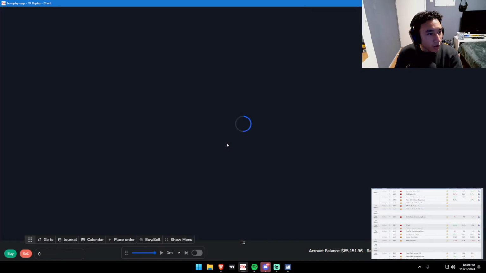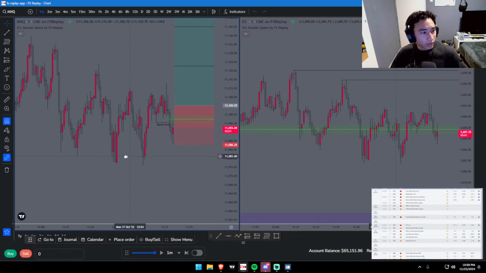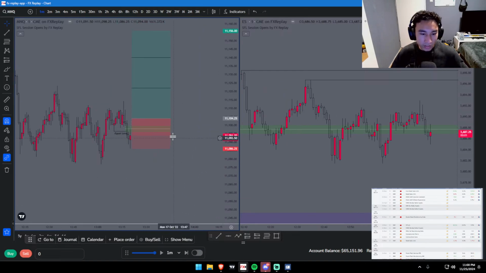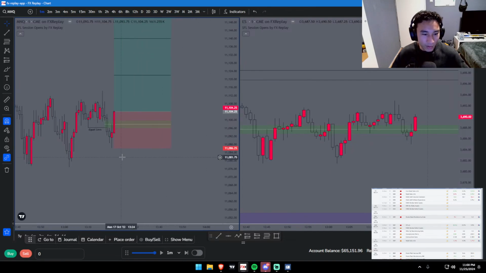Trade with the trend and mark out higher time frame. Yeah, I do, man. I do. 65k account balance is good. What was the initial balance? Was 50k. And I'm doing the entire of 2022 now. 2022 backtesting.